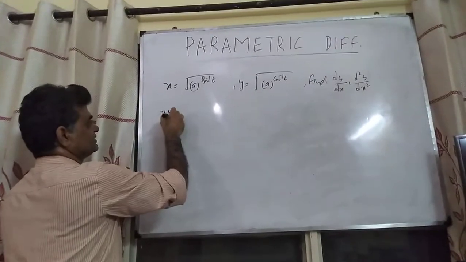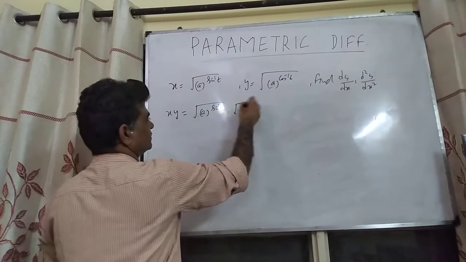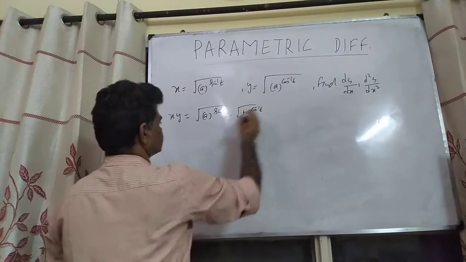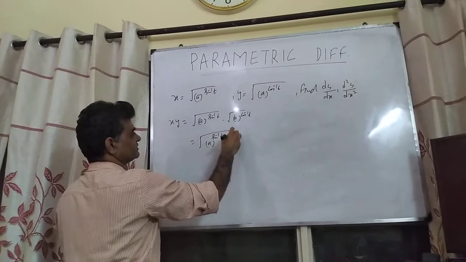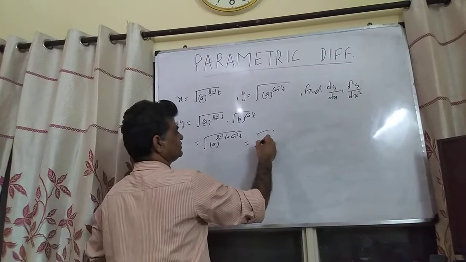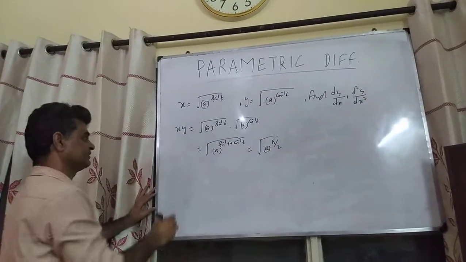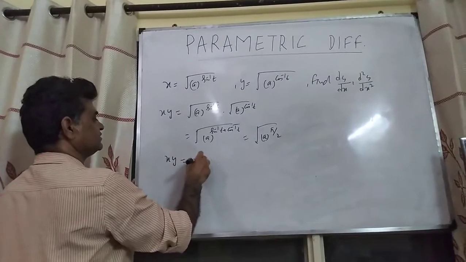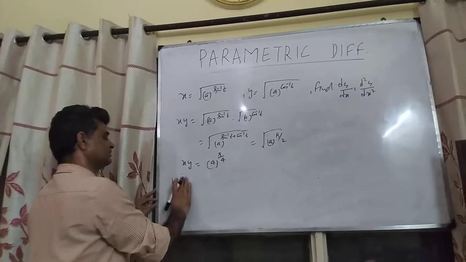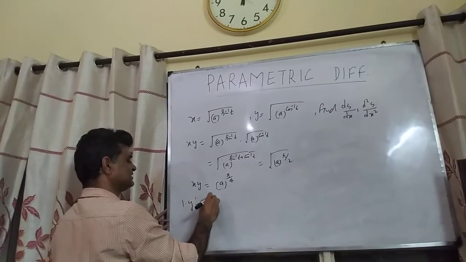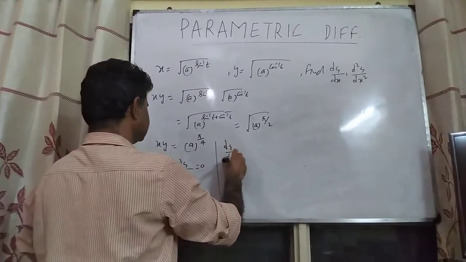So we can see that x into y can be written as a to the power sin inverse t into a to the power cos inverse t. So you can see that a to the power sin inverse t plus cos inverse t. So this is a to the power pi by 2. So it is a constant quantity. So xy equals a to the power pi by 4. Now we are differentiating using the product rule: y plus x as it is, dy by dx, that is equal to 0. So dy by dx is equal to how much?